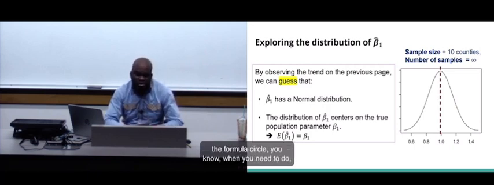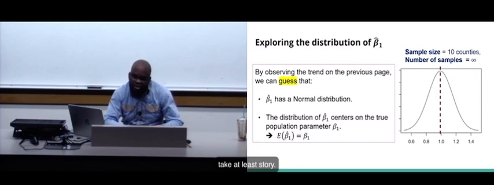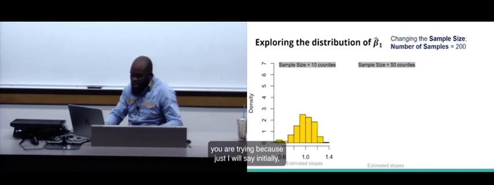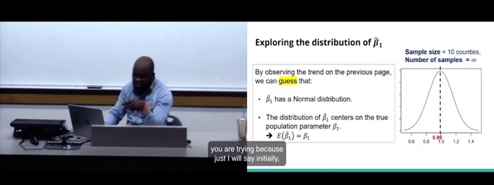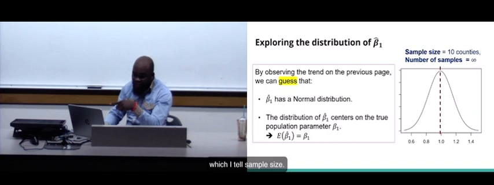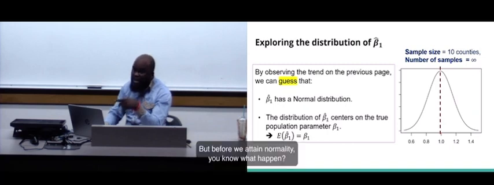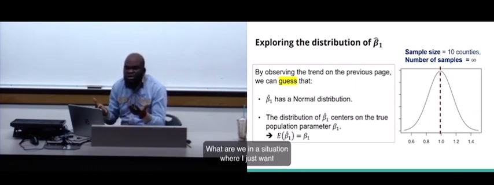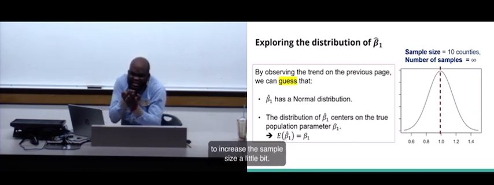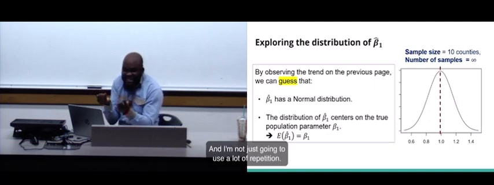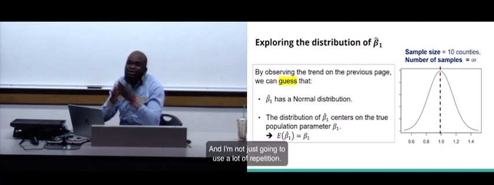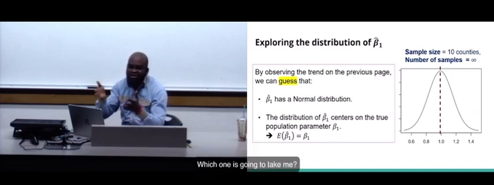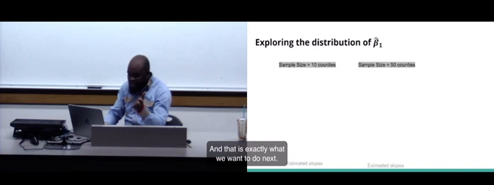The formula says, you know what you need to do? Take at least a certain sample size. Now, I'm going to show you what you are trying. Just like you said, initially we tried a sample size of 10, but before we attained normality, we had to increase the number of repetitions. What if I just want to increase the sample size a little bit, and not use a lot of repetition? Which one is going to take me there? That's exactly what we want to do next.